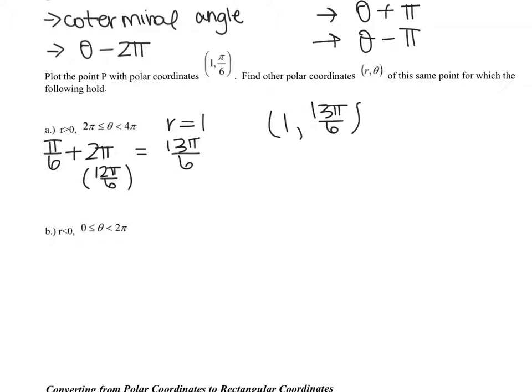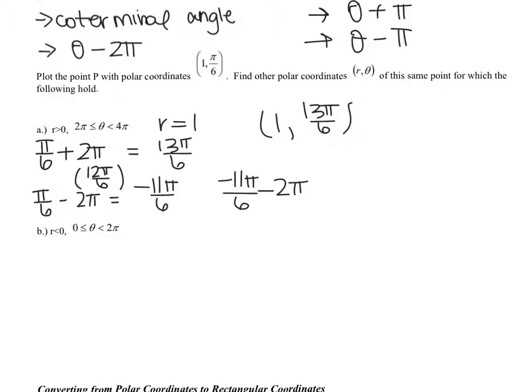The other way is if we keep theta the same and we subtract 2 pi from it. So if I do pi over 6 minus 2 pi, we're going to get negative 11 pi over 6. But this is not between 2 pi and 4 pi, it's actually between 0 and 2 pi. So what we're going to do with this angle is subtract 2 pi from it, and we'll get a coterminal angle within our interval. 2 pi is still 12 pi over 6. We end up with negative 23 pi over 6.